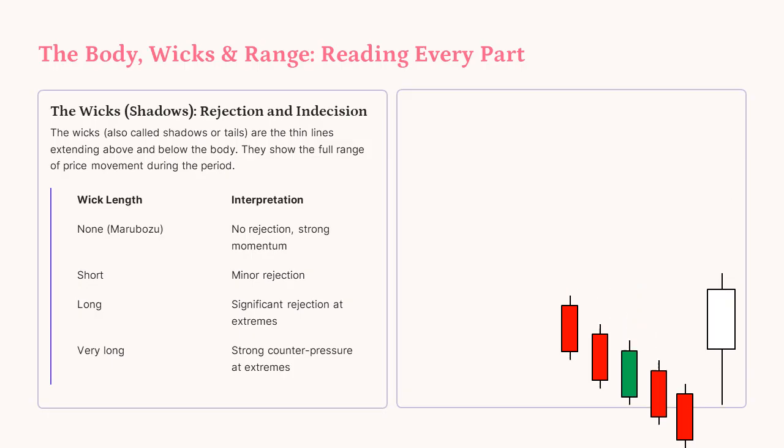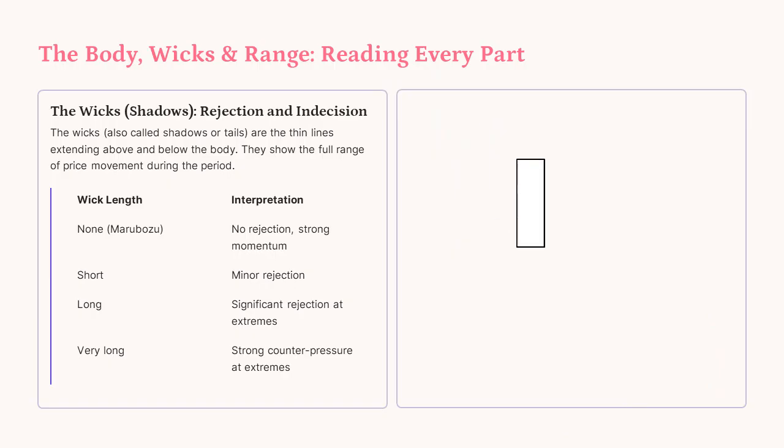No wicks, what we call a Marubozu, means there was no rejection at all. The candle opened at one extreme and closed at the other. One side was in complete control from beginning to end. This shows strong conviction. Very long wicks, wicks that are longer than the body, indicate intense rejection. These often mark key levels where the market has decided that price won't go further.